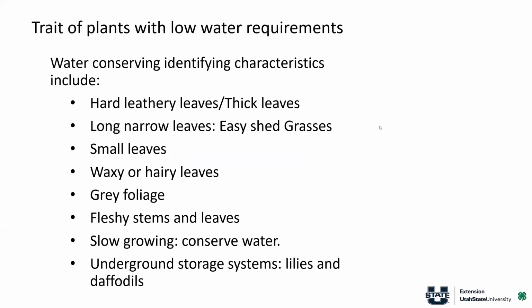So if you see a plant with hard, leathery leaves or thick leaves, then they are drought tolerant because those thick leaves hold water, or hard leaves have fewer stomata or have a coating over the leaf, so there is less water leaving the leaf. Long and narrow leaves easily shed in the drought. Small leaves, the smaller the leaves, the less photosynthesis or less transpiration. Waxy or hairy leaves, if you see those waxy leaves, the wax forms a coating on the leaf surface.